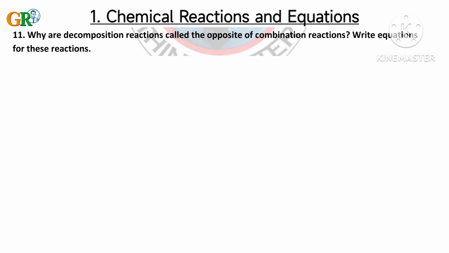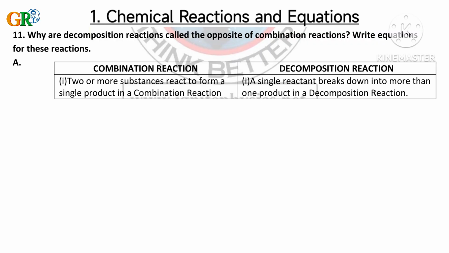Now let us see the 11th question. Why are decomposition reactions called the opposite of combination reactions? Write equations for these reactions. In a combination reaction, two or more substances react to form a single product. In a decomposition reaction, a single reactant breaks down into more than one product.